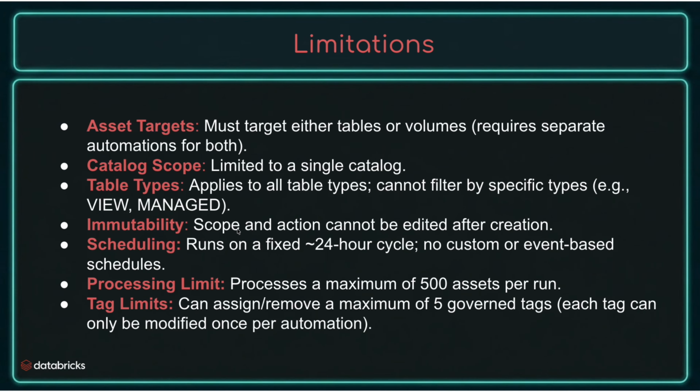The other limitation is that once we create the task, which is the govern tag automation task, we can't change the scope and actions. For the scheduling part, we can't customize the scheduling or add event-based scheduling at the moment. The processing limitation is that we can run up to 500 tasks at the moment. And the tagging limitation is that per task we can only create a maximum of 5 govern tags for the actions, whether it's assign or remove. If we want to add more, we need to create a new task in the govern tag automation section. These are the limitations at this moment, and this is still in beta version.